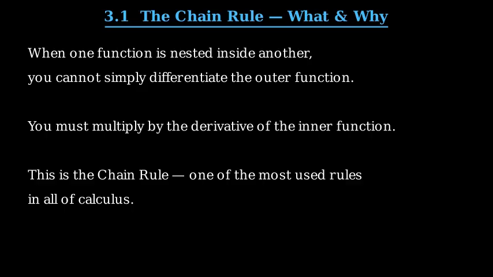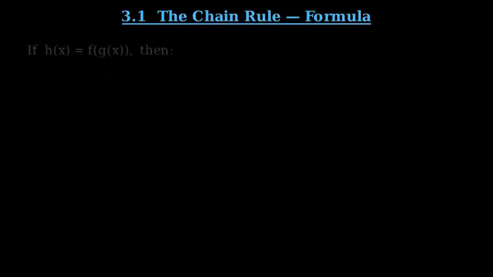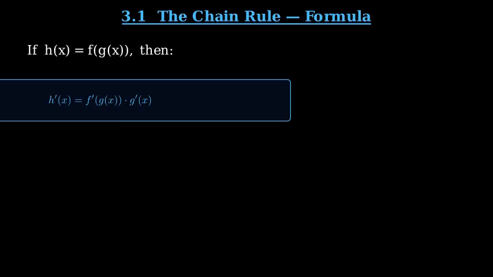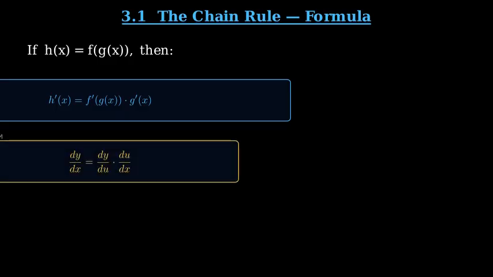It comes up constantly in calculus, both on its own and combined with every other rule. Master it early and everything else becomes easier. The chain rule formula. If h of x equals f of g of x, h prime of x equals f prime of g of x times g prime of x. In Leibniz notation, dy/dx equals dy/du times du/dx. Read it like this: derivative of the outer evaluated at the inner times the derivative of the inner. The two forms say exactly the same thing. Use whichever feels more natural for the problem in front of you.